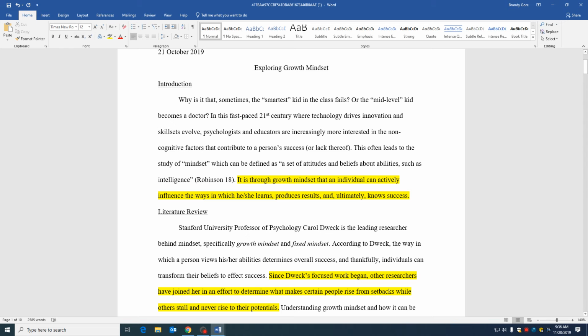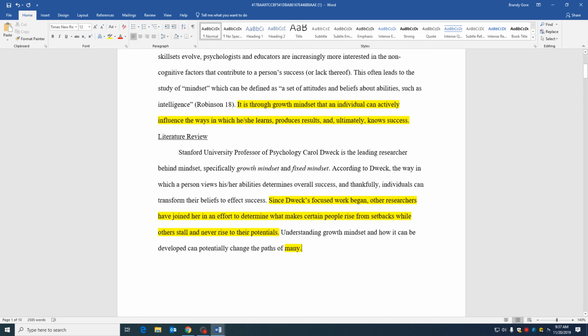So your sample is growth mindset, not resilience. That's on purpose. But this sentence: it is through growth mindset that an individual can actively influence the ways in which he or she learns, produces results, and ultimately knows success. So we can expect through the rest of this paper that we will understand and see why this makes sense, okay? All right, and so then we get into literature review.